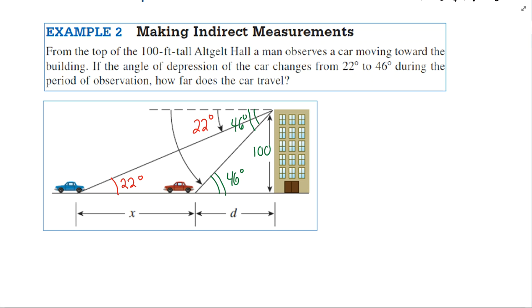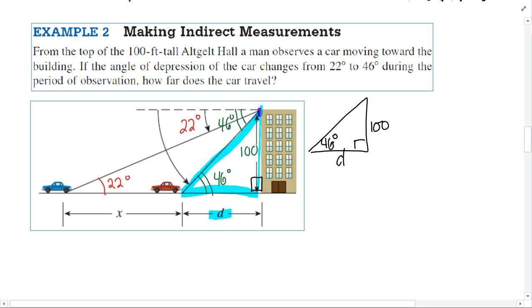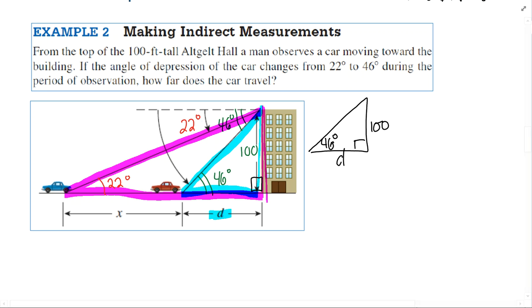Okay, so if we separate this, you should see that there are two right triangles involved here. There is this one. Okay, that one is fairly simple, and that's going to help us find D. Okay, we got 46 degrees, got a right angle, we got 100, we got D. We'll come back to that. And so then we have this one. Okay, the one that's a bit larger.